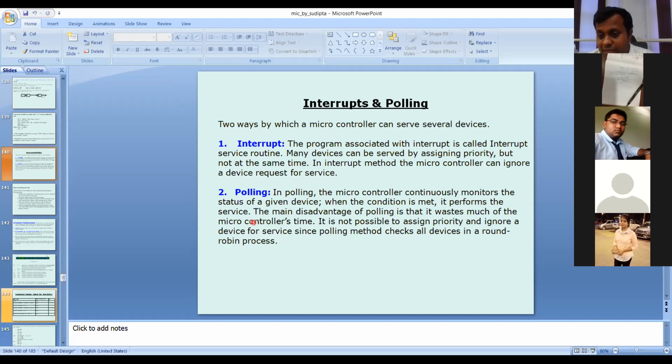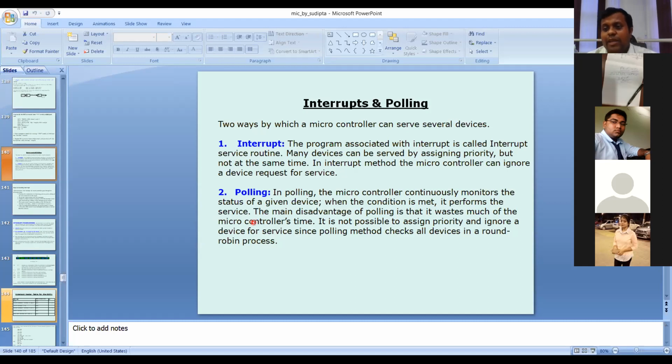Round robin process means first I will ask, Aniket, you have any questions? If Aniket says yes, I will give the answer. Then I will come to Debojyoti. Debojyoti, you have any questions? If you have, I will give the answer. Then I go to Subra. Subra, you have any questions? I will give the answer. Then I will go to the fourth one. This process is called polling.